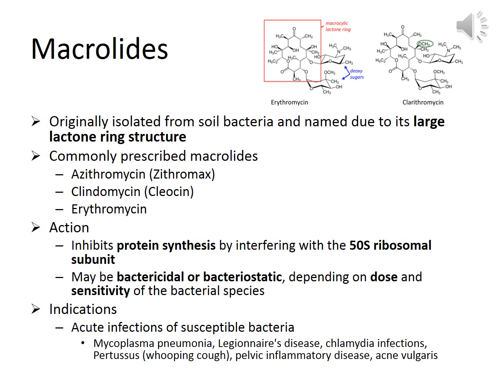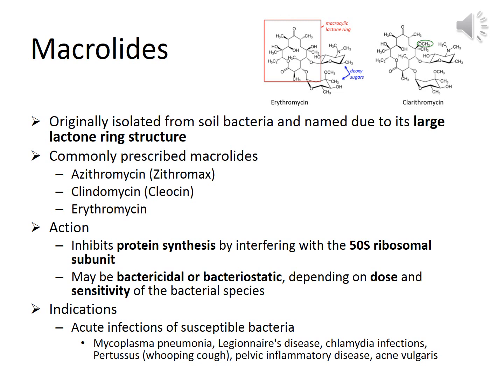The three that are commonly prescribed today are azithromycin, or Zithromax is the brand name, clindamycin, which Cleocin is the brand name, and erythromycin, which has been generic for so long. There's multiple branded generics out there, but we won't talk about the multiple brand names that erythromycin goes by. These also inhibit protein synthesis, but by a different mechanism. They go after the big ribosomal subunit, the 50S ribosomal unit, and this is a unique class in that they could be bactericidal or bacteriostatic depending on the dose and sensitivity of the bacterial species.